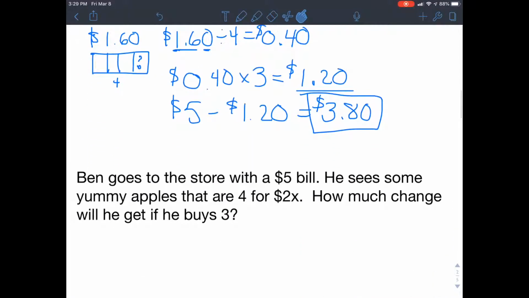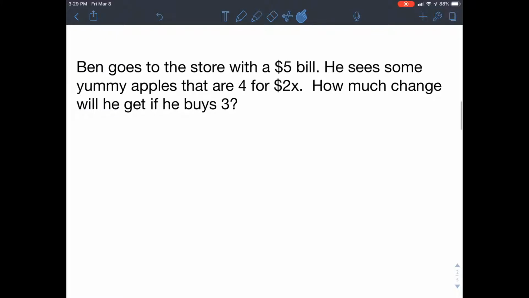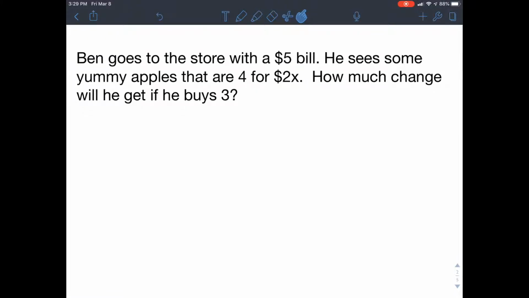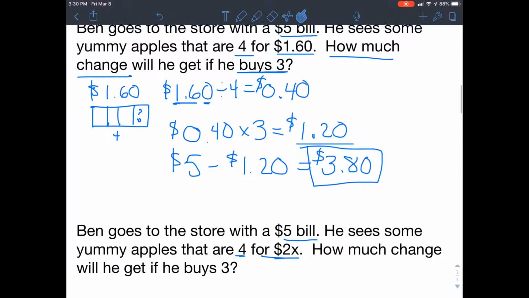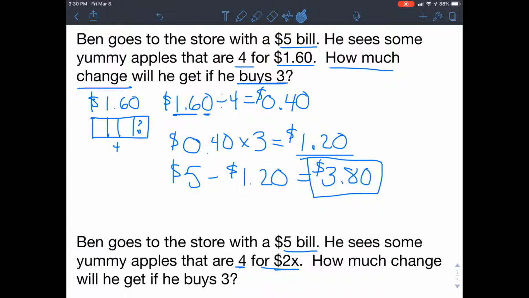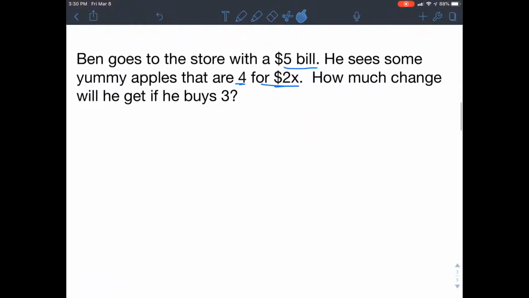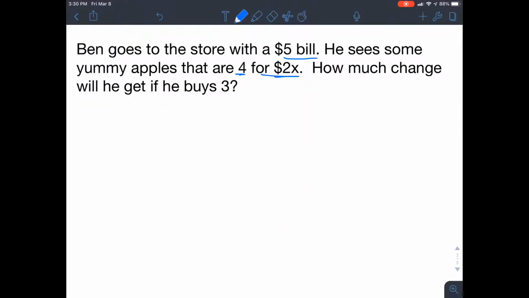Let's look at it without all the numbers there. Let's look at it with a variable. Here we go. Ben goes to the store with a $5 bill. There it is. Whoops. He sees some yummy apples for 2x. Now, this is exactly the same as the problem we just saw. The problem up here said 4 for $1.60. So $1.60 was the total, and we divided it by 4. Down here, the total is 2x dollars.